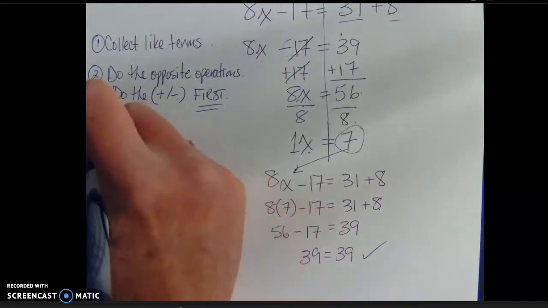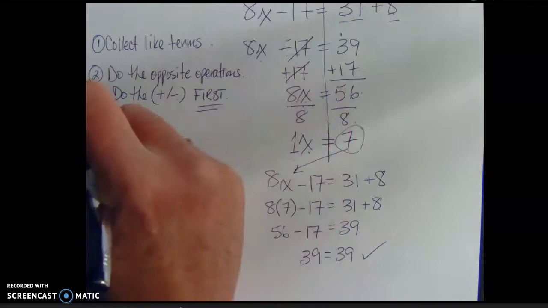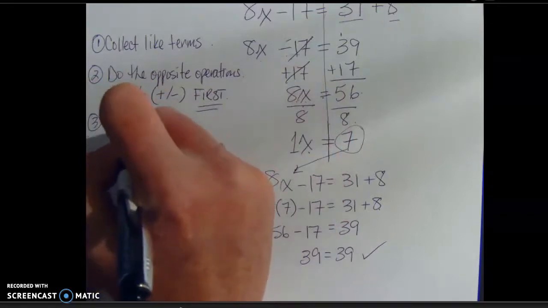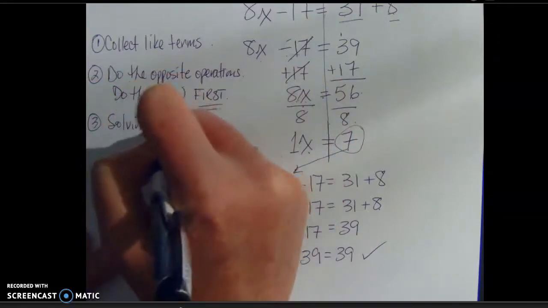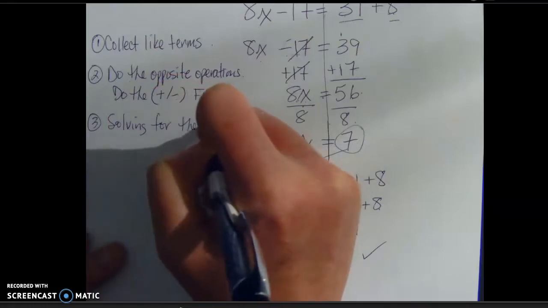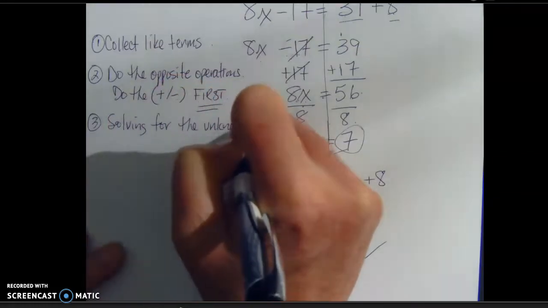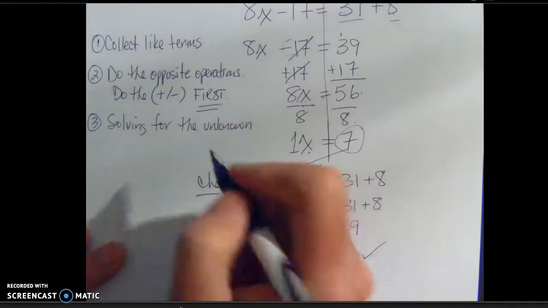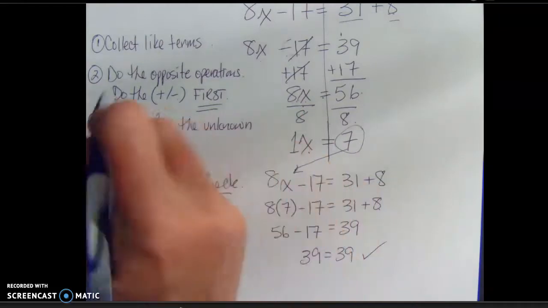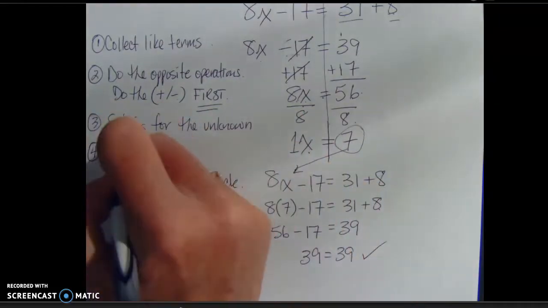And then we're solving for the unknown. In this case, it's x. It could be y, it could be anything else, you never know. And then the last thing is check your answer.